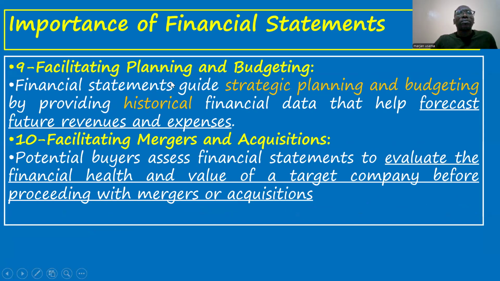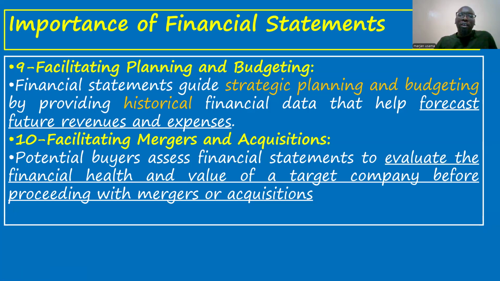Then also it facilitates planning and budgeting. Financial statement guides strategic planning and budgeting by providing historical financial data that help forecast future revenues and expenses. This even normally happens at a country level. The government normally budgets. How do they budget? They budget by reviewing their financial statement in the previous year. Based on that information, they predict, they forecast what is going to happen in the coming years.